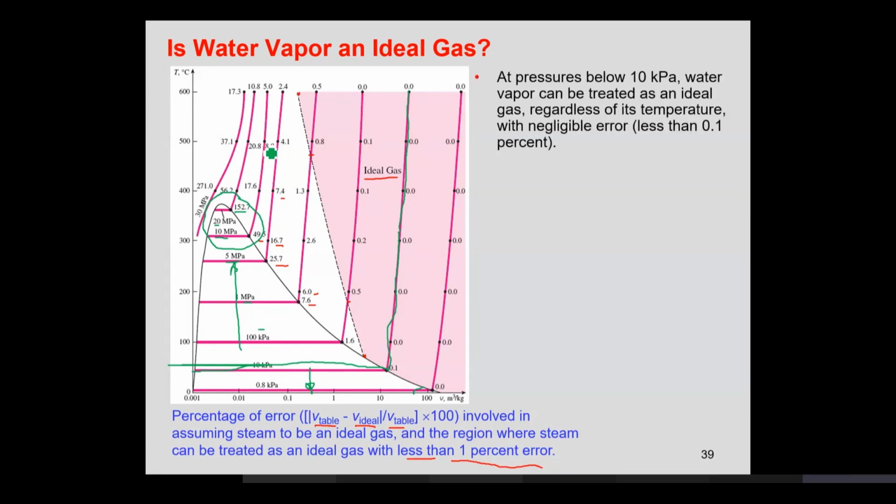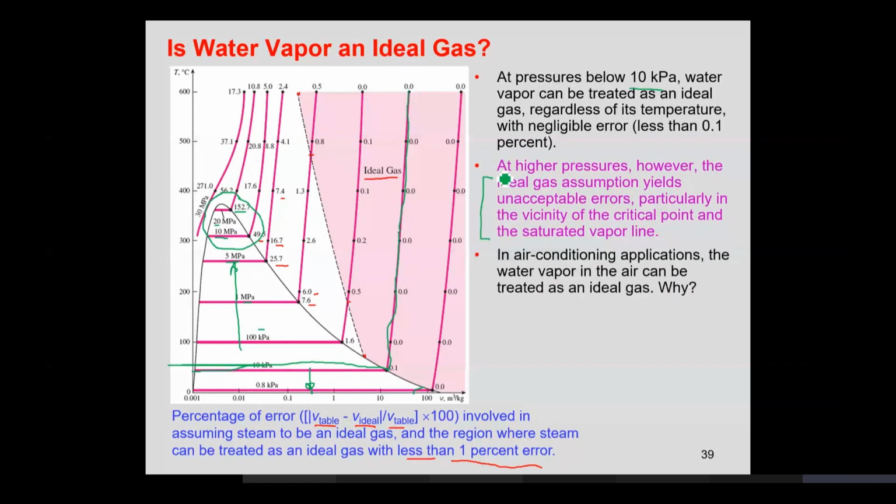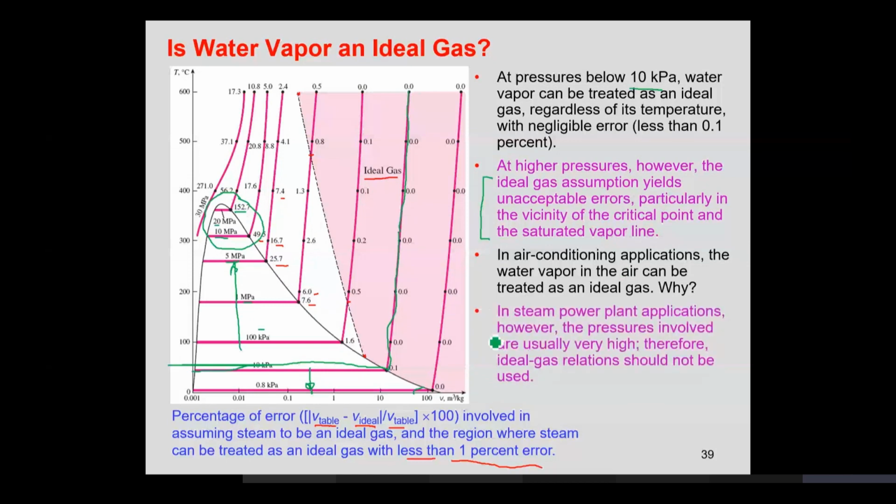As I've already mentioned, for 10 kilopascal pressure or below, water vapors can be treated as ideal gas with error less than 1%. At higher pressure, the ideal gas assumption is not acceptable as the error goes very high. Based on that, in air conditioning applications, water vapor can be assumed as ideal gas because the pressure is low. However, in steam power plants where the pressures are very high, you cannot apply the ideal gas relationship on water vapors. You'll have to rely on the steam tables, that is A4 to A7. These tables are to be consulted. Clear enough?